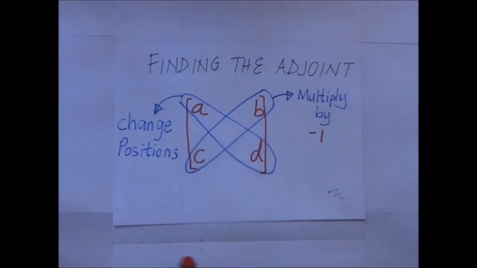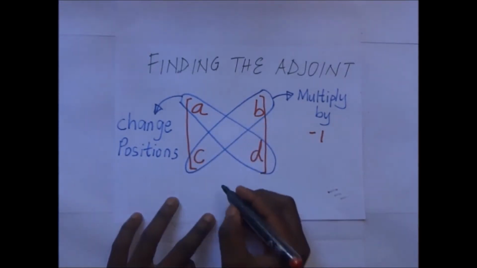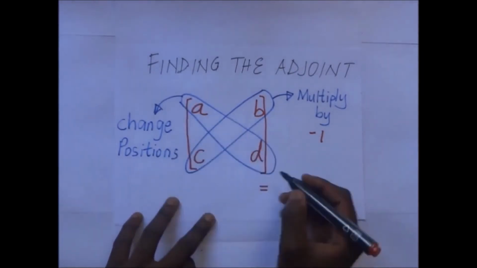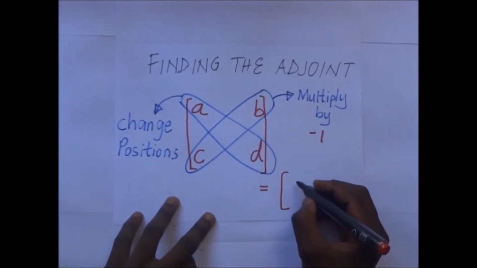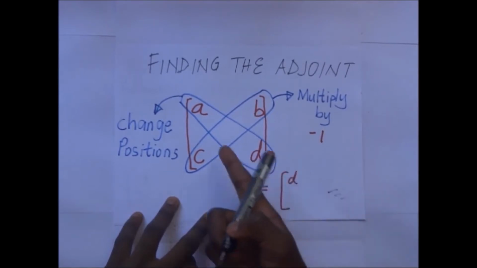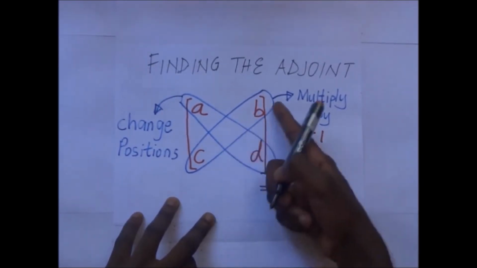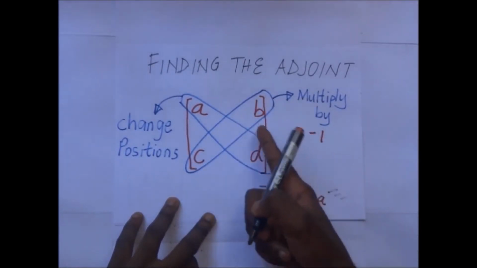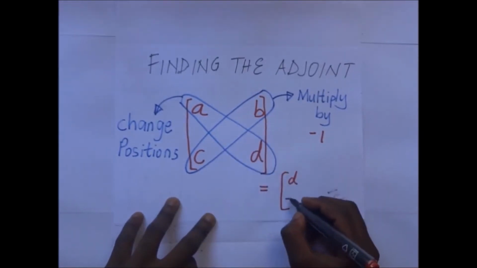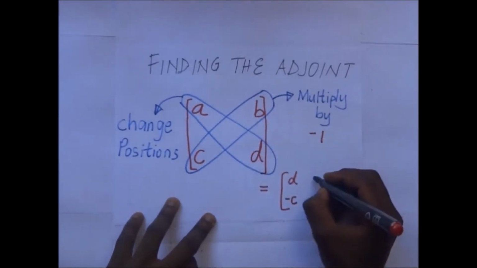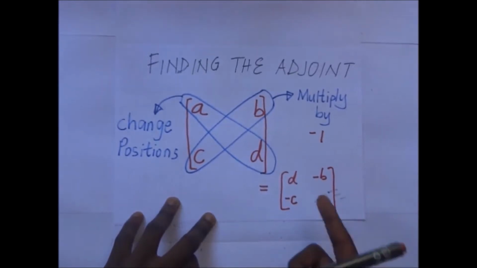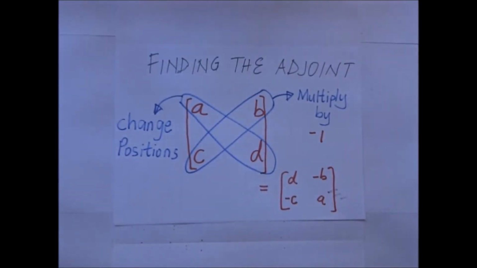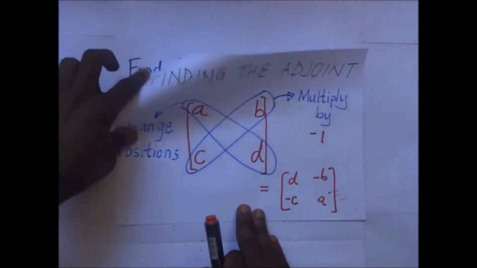So in this illustration, our adjoint will become D here and A here. Then these ones are multiplied by -1, and we will have this turning into -C, and this is -B. And that is our adjoint. Let's do a few examples to illustrate this point.